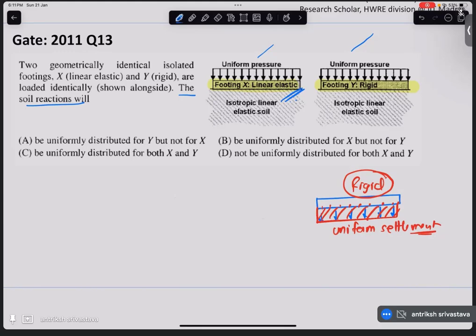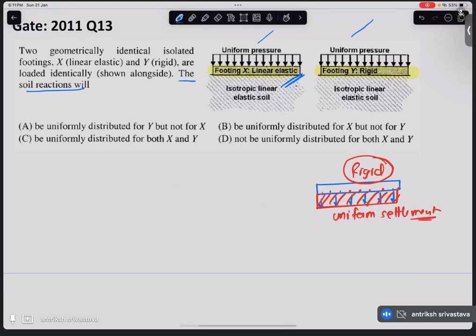So finally, what ends up happening in flexible footing is that the... excuse me, someone's asking to move.